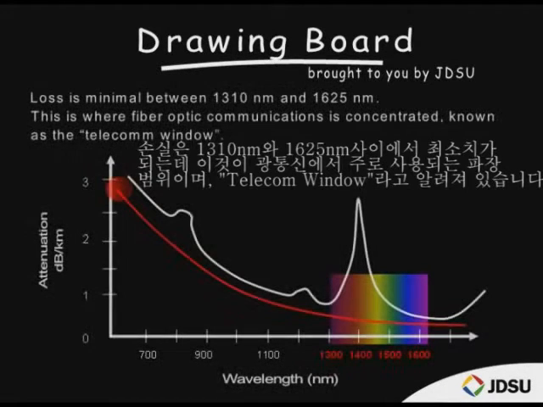Loss is minimal between 1310 nanometers and 1625 nanometers. This is where fiber optic communications is concentrated, also known as the telecom window.